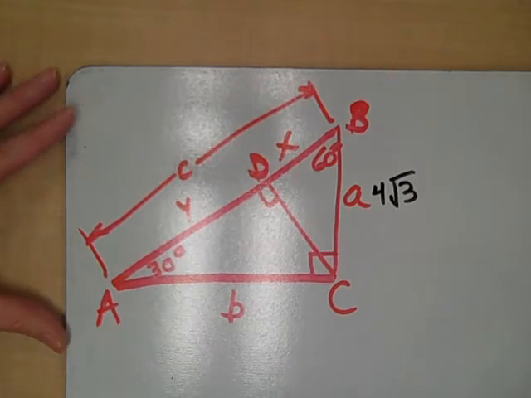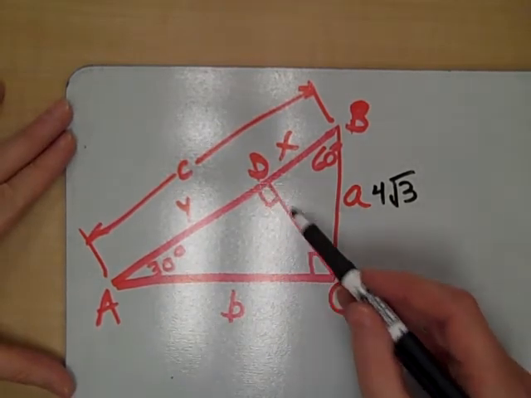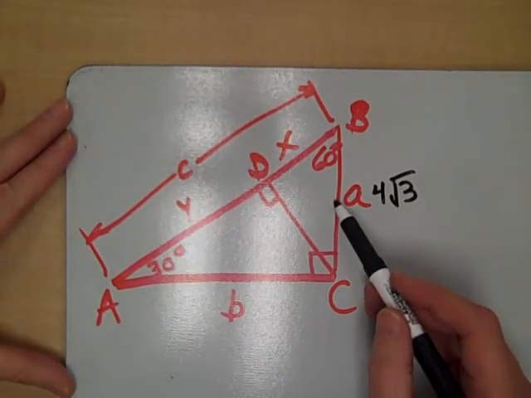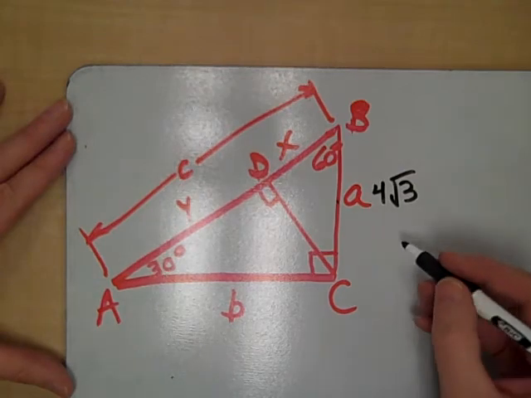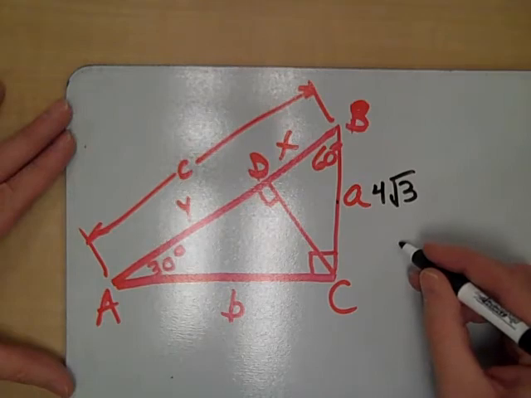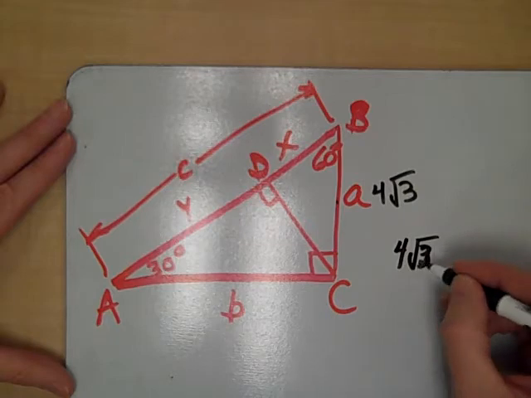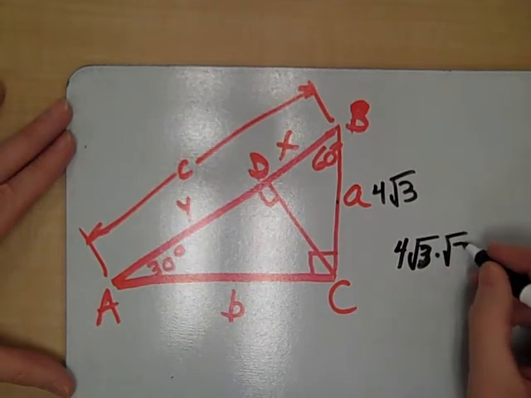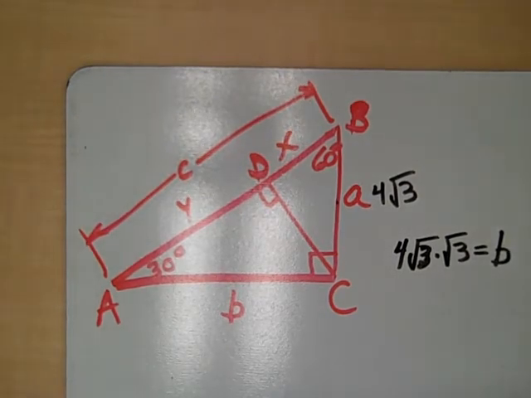And if you think that's a rectangle, think again, that's a triangle. Look at this overall triangle. Ignore this altitude right now. What you've got here is this side is opposite the 30-degree angle. It is the short leg. B is the long leg. So if you remember, short leg, 4 radical 3 times square root of 3 is equal to the long leg, which is B.